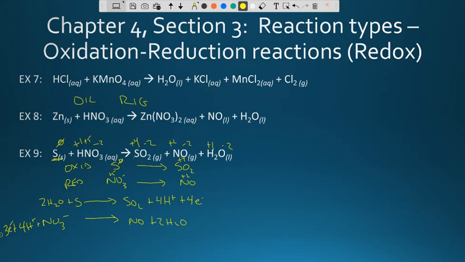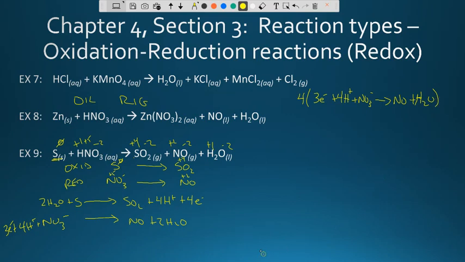Now I can see my common multiple. 3 here, 4 here. My common multiple is 12. So let's take a look. Now let's distribute a 4 to everything that I just created. A 4 to my 3 electrons, my 4 hydrogen ions, my nitrate, and my nitrogen monoxide, and my water, my H2O.